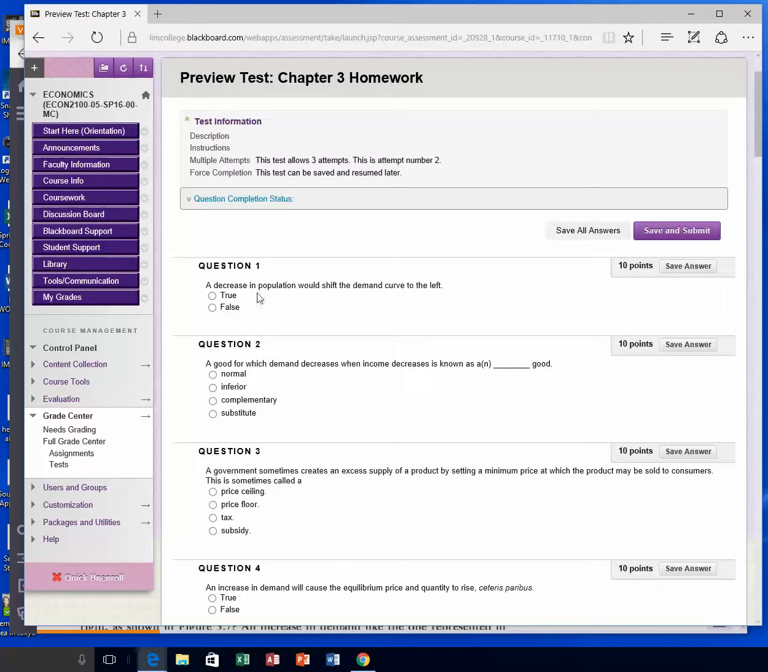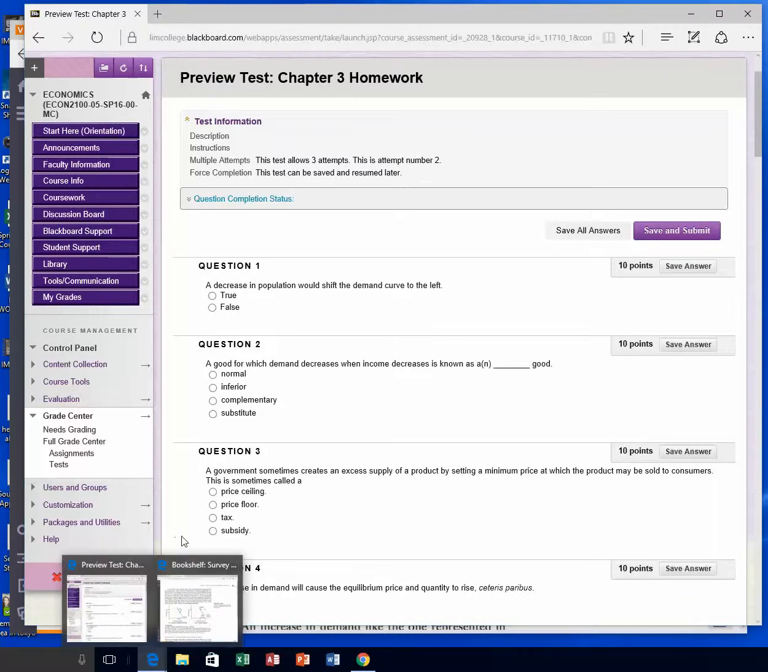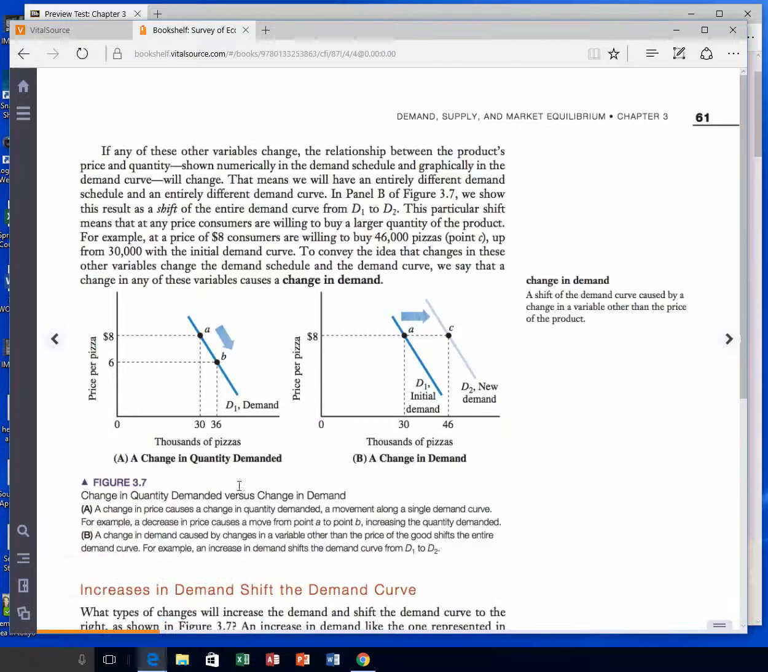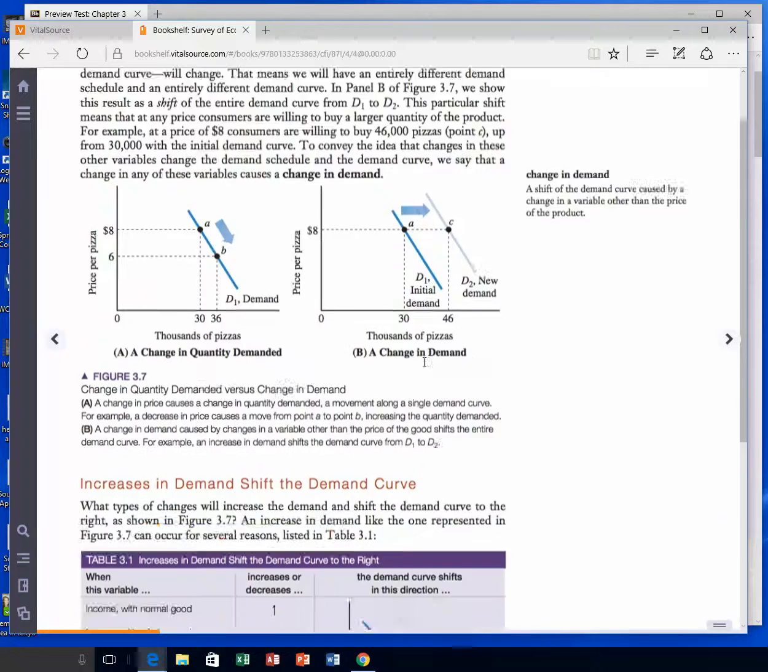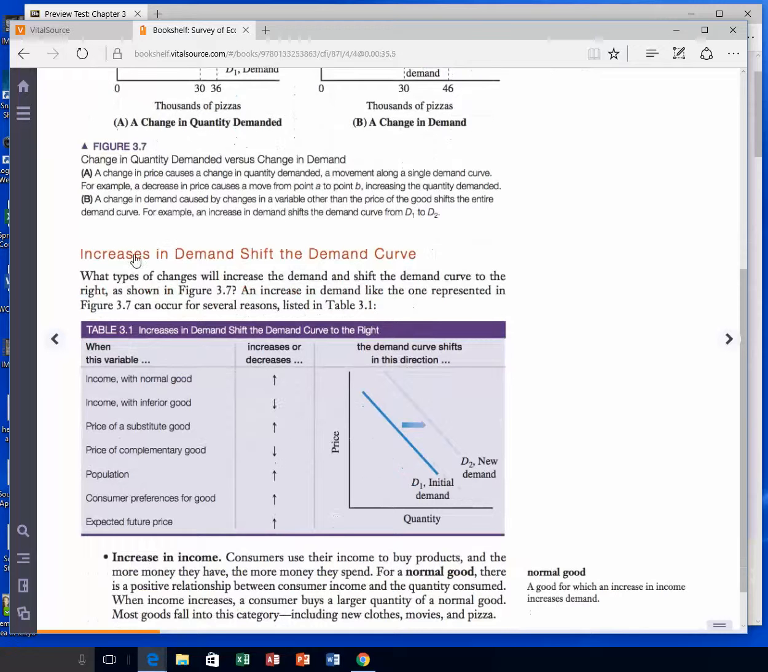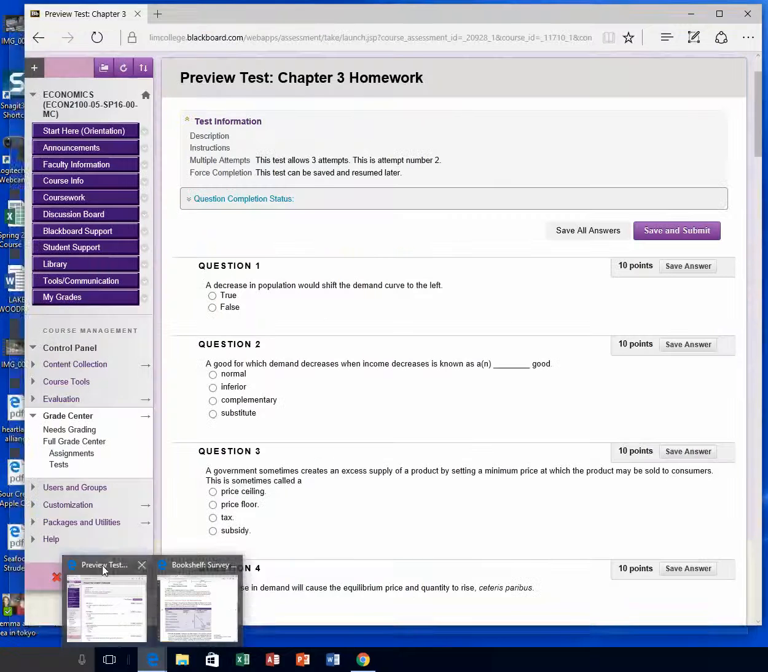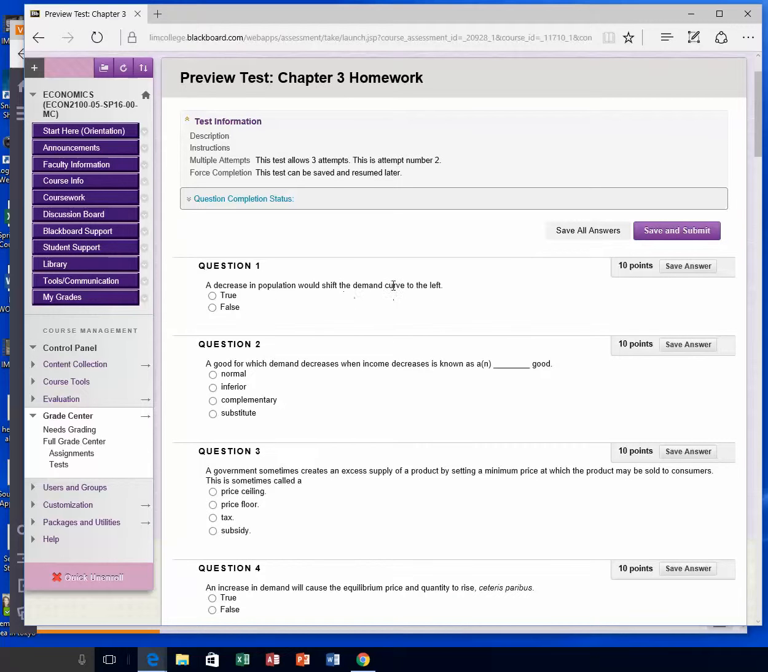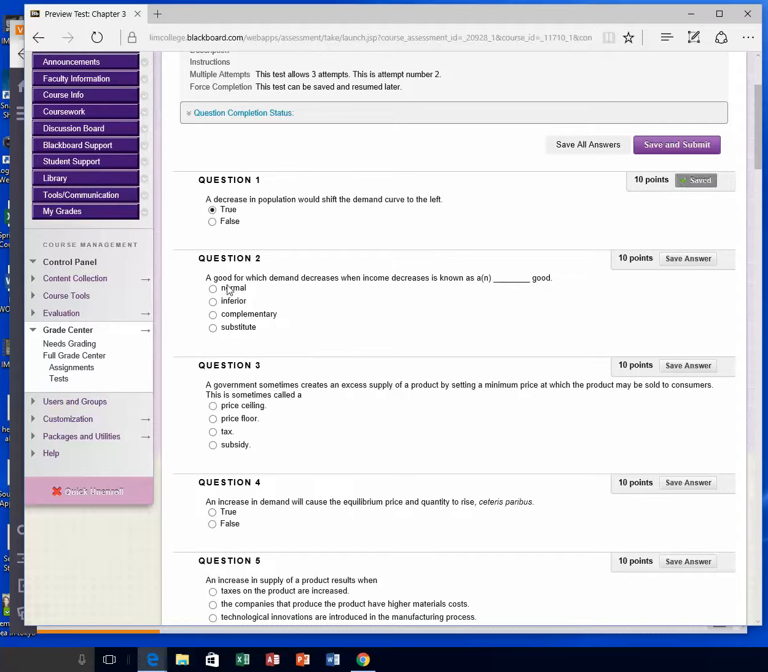All right, question 1. A decrease in population will shift the demand curve to the left. And this is what's happening in Japan, actually. They are having their little problem with the population going down. If you look at page 61 of the textbook, it talks about how changes in demand happen. Here's looking at an increase in demand. So if the population goes up, demand increases or shifts to the right. So for our purposes, a decrease in population will shift the demand curve to the left, which is true. Number 1 down.